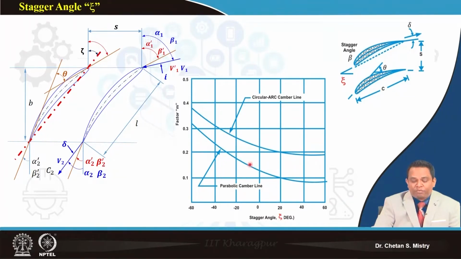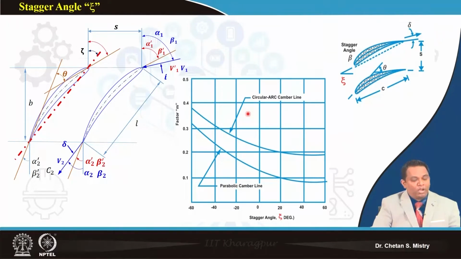Here, if you look at this, this is representing the change of my stagger angle and my M parameter. Remember this M parameter, that is what we use for the calculation of our deviation angle. So based on my selection of which kind of blade and based on my M parameter, we can go with this change of stagger angle. It says the variation of the stagger angle will be on the higher side when we are considering, say, a circular arc camber line.